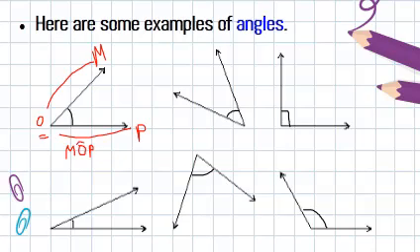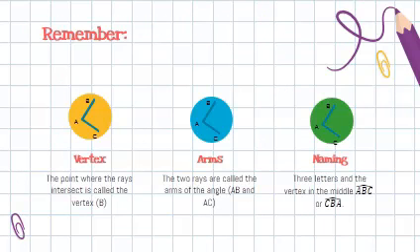You can practice the others also. For example, this is APQ. So this is an angle APQ with vertex P, arms PA and PQ. And the naming is APQ. You can make a lot of examples in order to practice them. So remember that the vertex is the point where the rays intersect. The arms are the two rays of the angle, in this case AB and AC. And the naming of the angle is three letters, with the vertex in the middle.